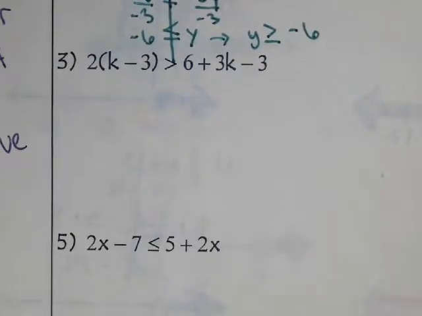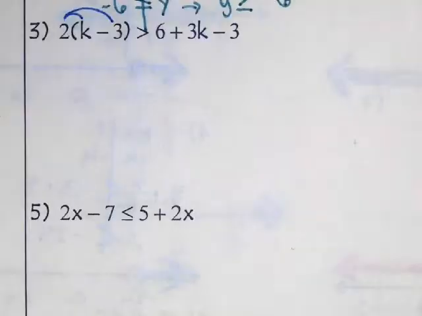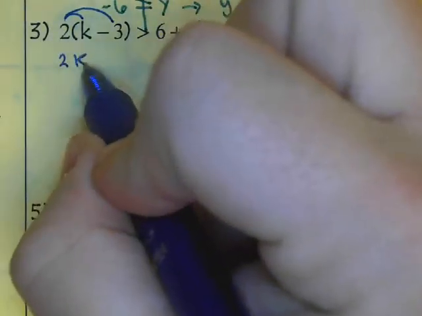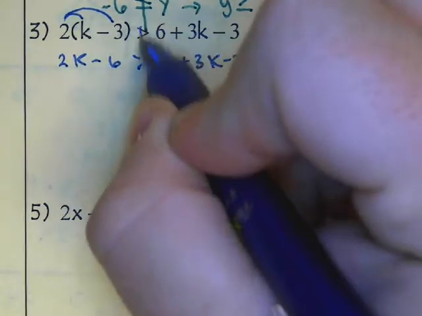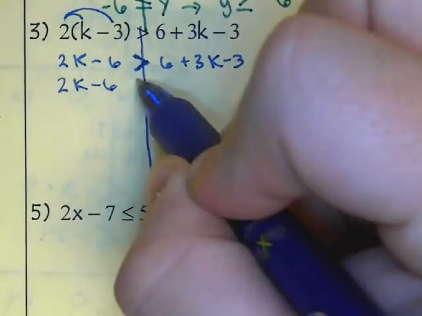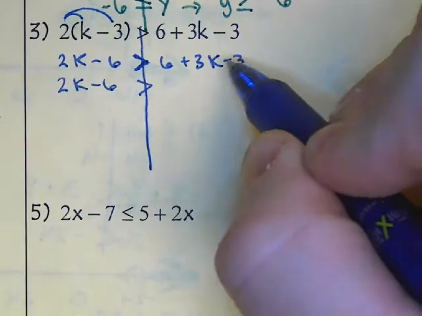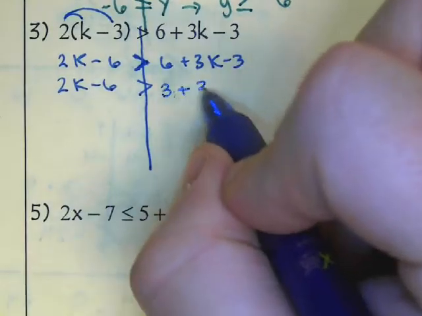Okay, let's do one more example. I think you get the gist of it. First, we'll deal with the parentheses by distributing. So number 3, we'll distribute that 2, and I'll have 2k minus 6 is greater than 6 plus 3k minus 3. Combine some like terms, and I have 2k minus 6 is greater than 6, 6 minus 3 is 3, is greater than 3 plus 3k.